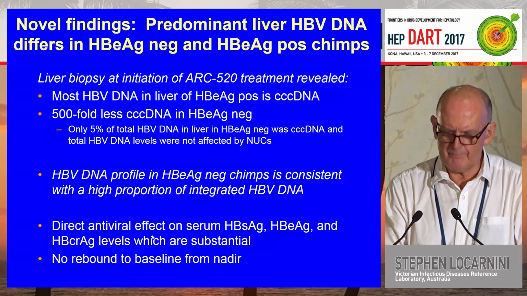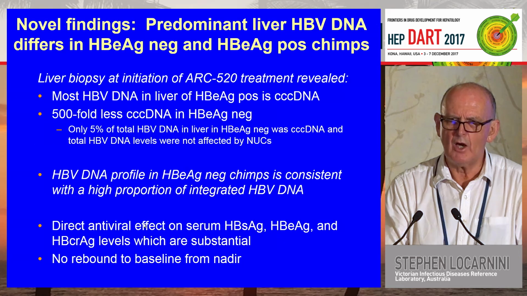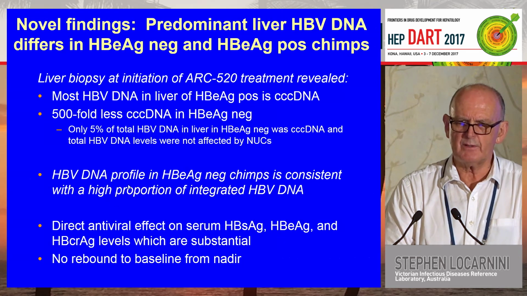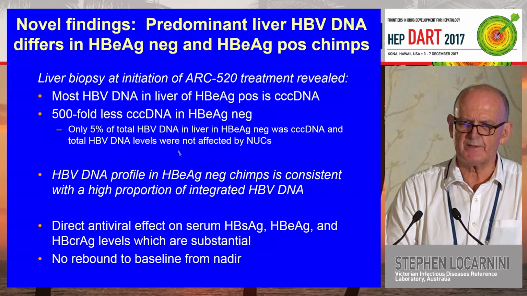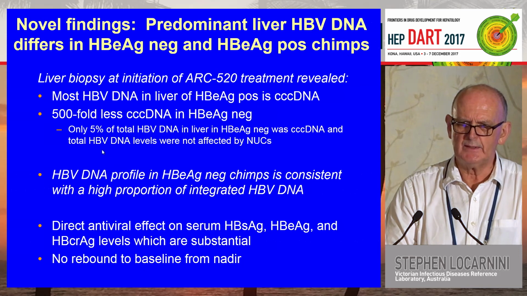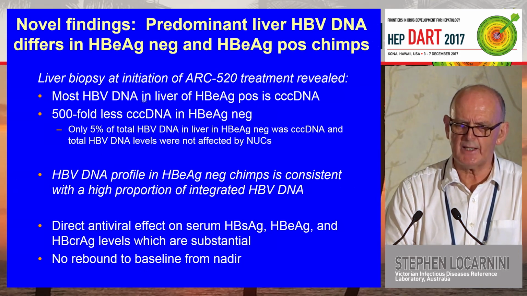Now, I'm missing a slide. Oh, sorry, yes. The take-home message from these important studies was that most of the DNA in the e-antigen positive animals was cccDNA, with 500-fold less cccDNA in the e-antigen negative animals. And the DNA profile in the e-antigen negative chimps was consistent with a high proportion of integrated DNA.